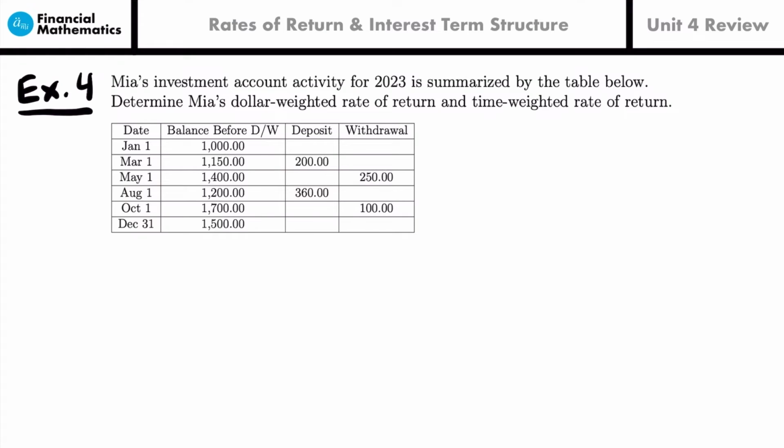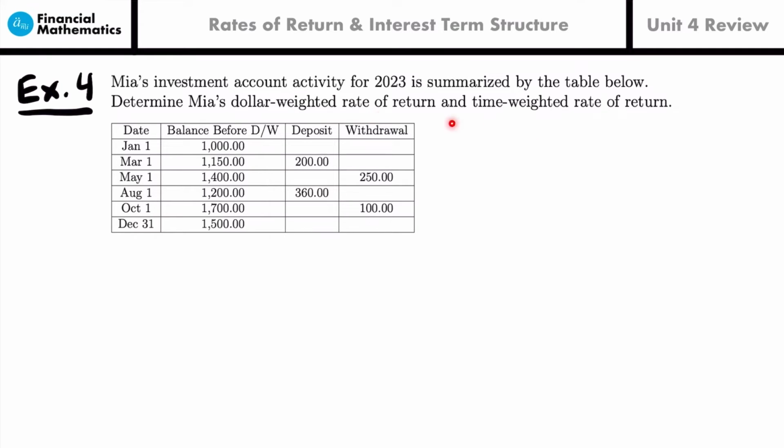For our fourth review problem, we have: Mia's investment account activity for 2023 is summarized by the table below. Determine Mia's dollar-weighted rate of return and time-weighted rate of return. Okay, so if you're preparing for the actuarial exam FM, you might want to skip this problem. You're not going to be tested on the dollar-weighted rate of return or the time-weighted rate of return, at least not at the time that I'm recording this video. Those are no longer tested on that exam.